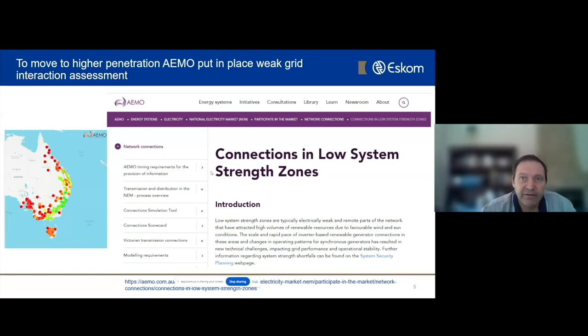Understanding the weakness of the grid and the interaction with the grid allows them to adapt their integration to mitigate some of these conditions. But the system itself also needs to have characteristics that can provide the inverters with a stable system to follow. So there are multiple different requirements now, with the reduction of synchronous plant, that you need to bring these capabilities into the system.